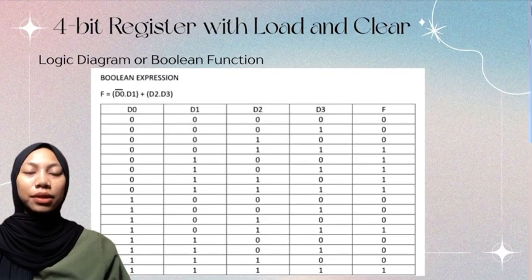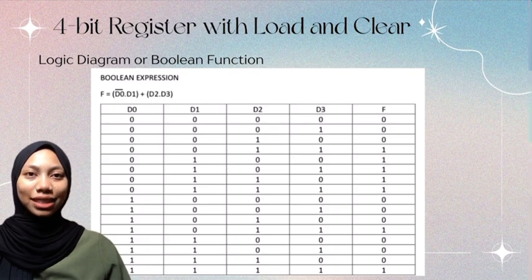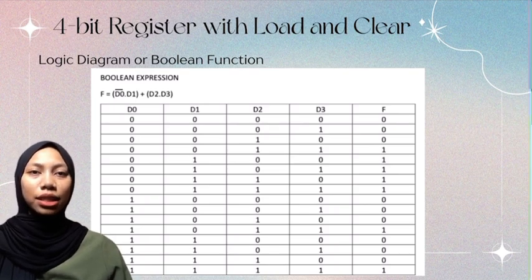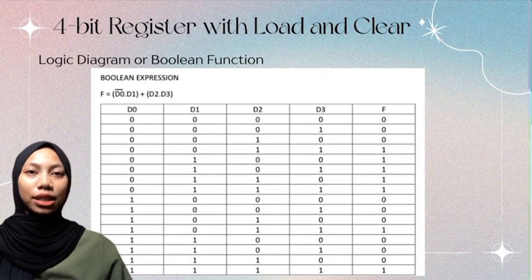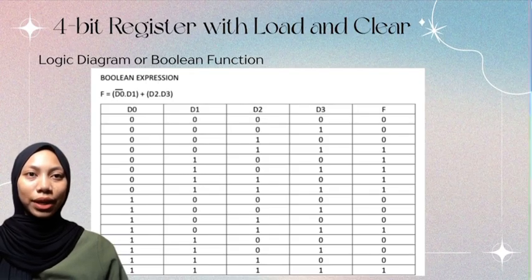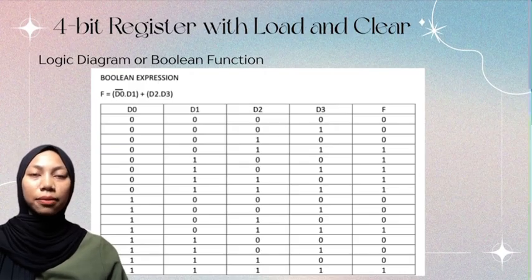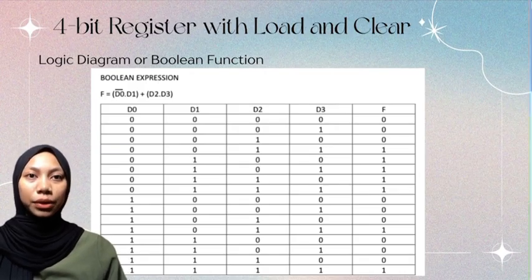Okay, this is the truth table for the circuit. The Boolean expression for this circuit is F equals NOT D0 AND D1 OR D2 AND D3. So basically, we have 4 inputs, D0, D1, D2 and D3, and 1 output F. The output will only be 1 when one of these two conditions happens. First, when D0 is 0 and D1 is 1, because of the term NOT D0 AND D1. Or when D2 and D3 are both 1, because of the term D2 AND D3. For all other input combinations, the output F will be 0.